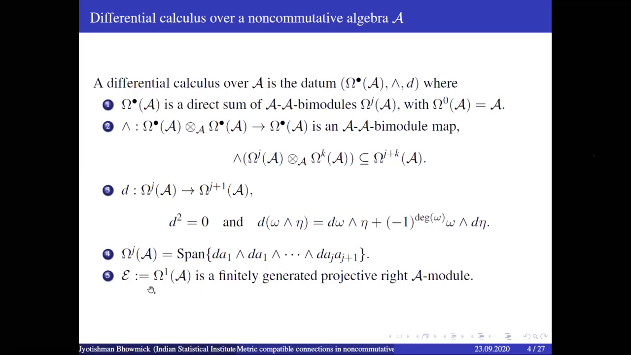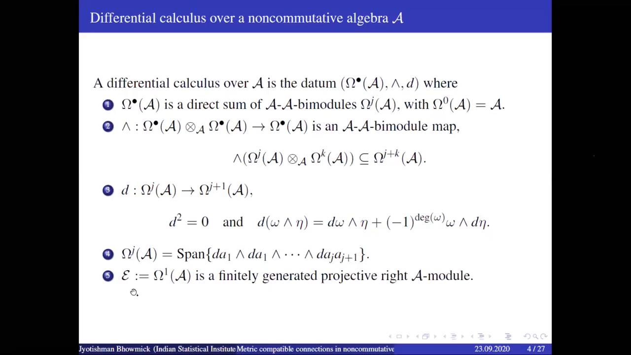And finally, I also will demand that E, which is the space of 1 forms, has to be a finitely generated projective right module. I need this assumption because in the absence of this, there will be no connections, and connections are something which we are going to study. So again, as before, I have a bunch of A bimodules omega J A. I have a wedge map and a map like the de Rham differential, which satisfies the properties as before.